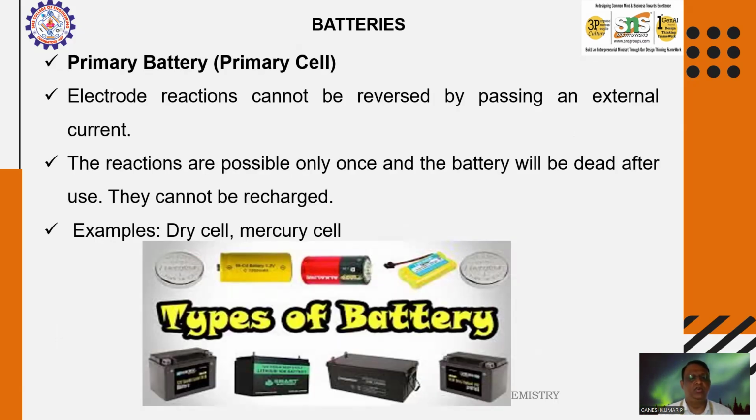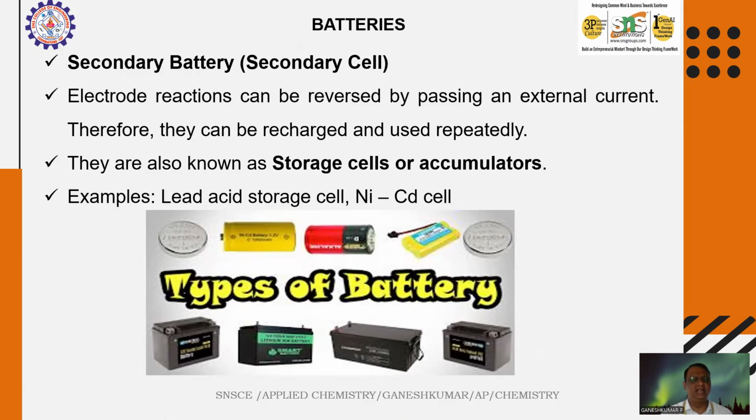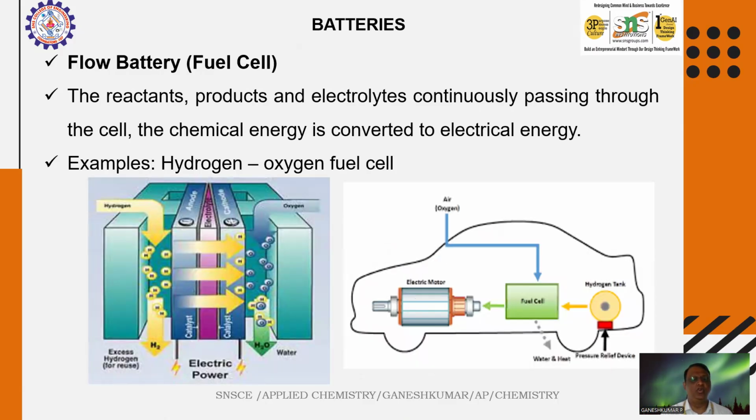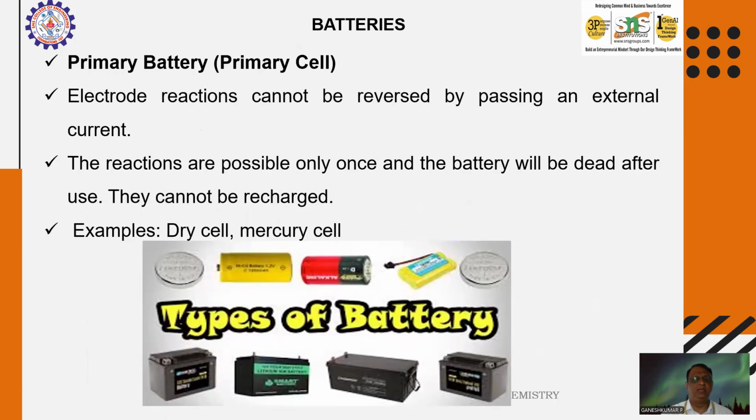We classify batteries into three types: the primary battery, the secondary battery, and the flow battery. So what is a primary battery? We call it primary cells. The electrode reaction cannot be reversed by passing an external current. The reactions are possible only once when the battery is discharged. It cannot be recharged again and again. The dry cell and mercury cell, which we use in day-to-day life, are primary batteries. In simple terms, they are non-rechargeable batteries.